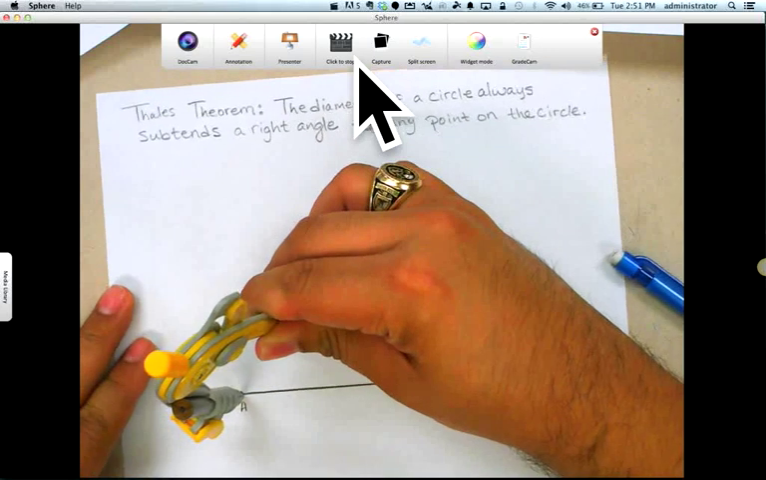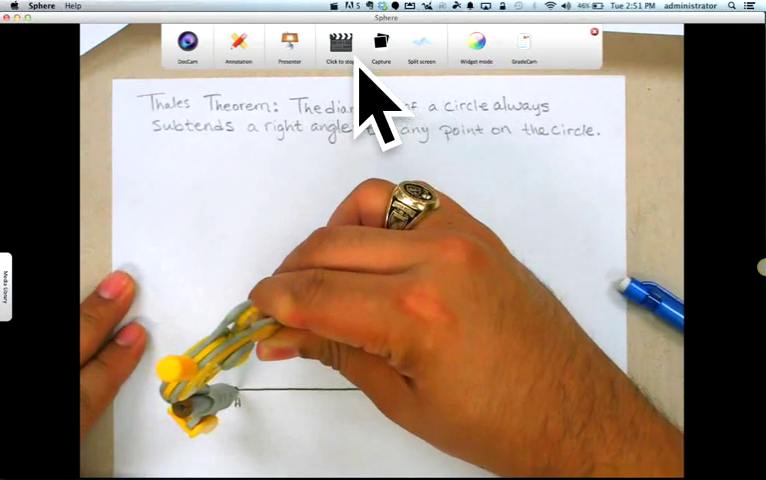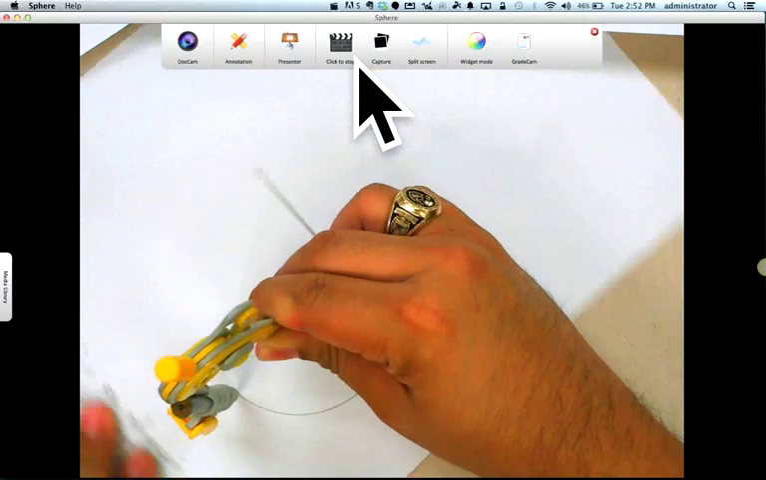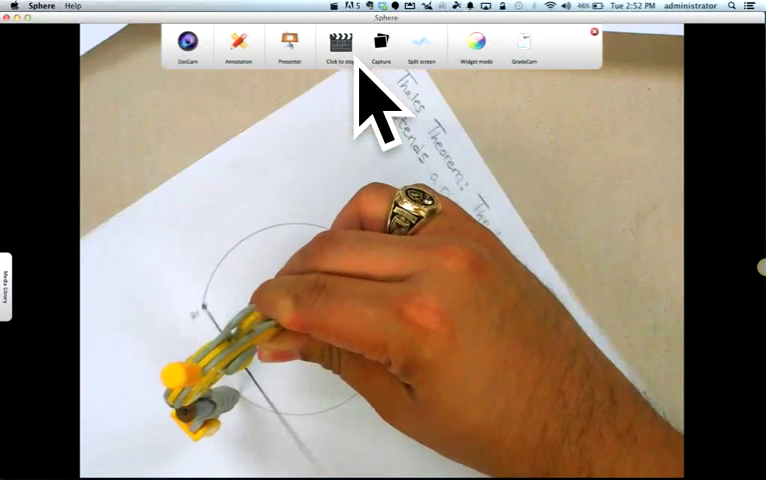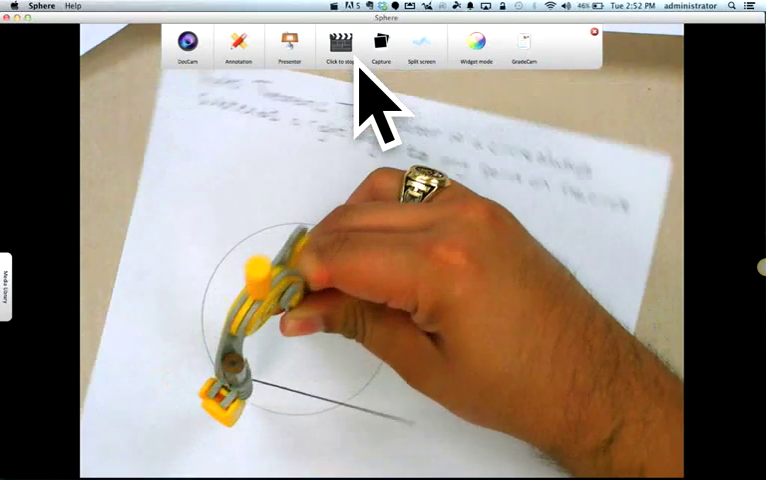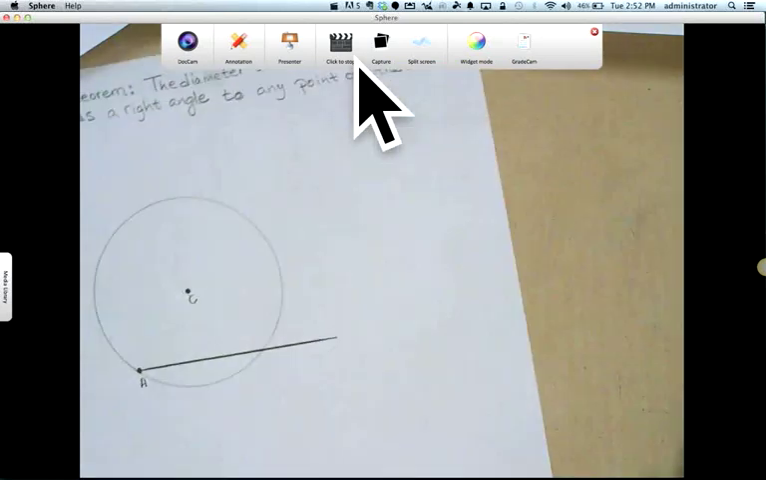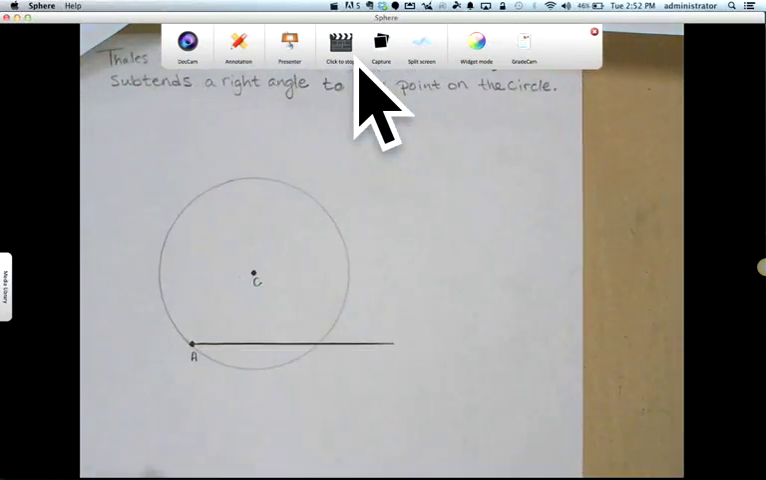And what I'm going to do is draw a circle. I really don't need to draw a complete circle, but I can. Okay, so there it is. There is my circle, there is my point A, and there's my segment.